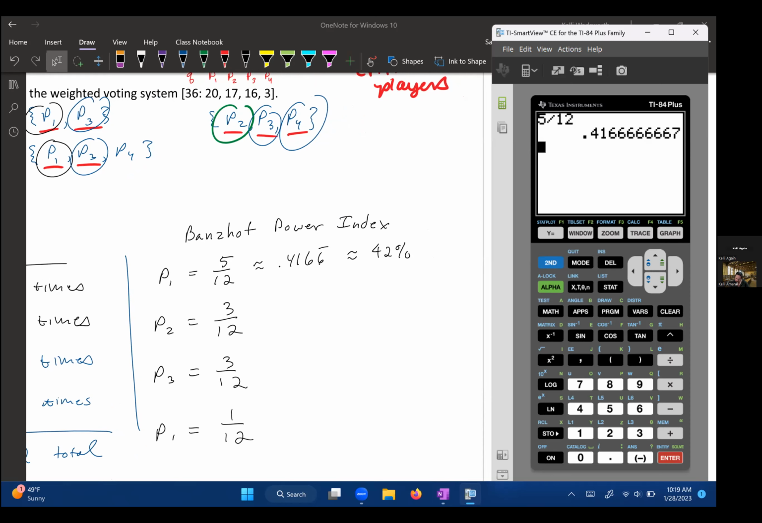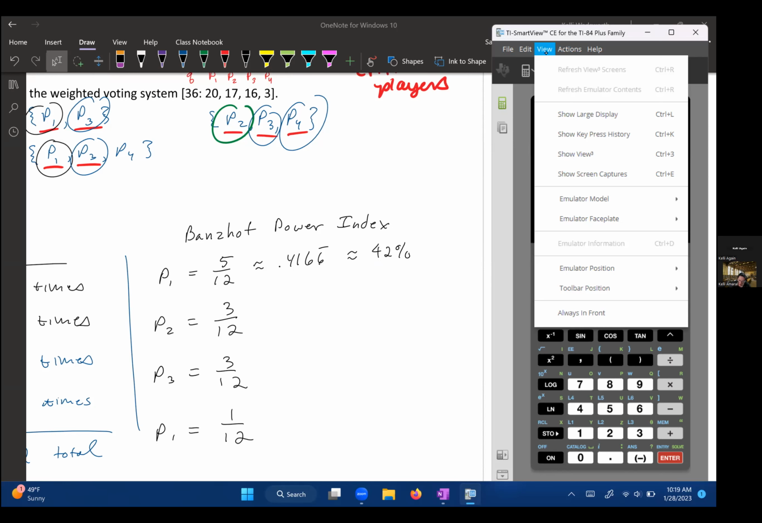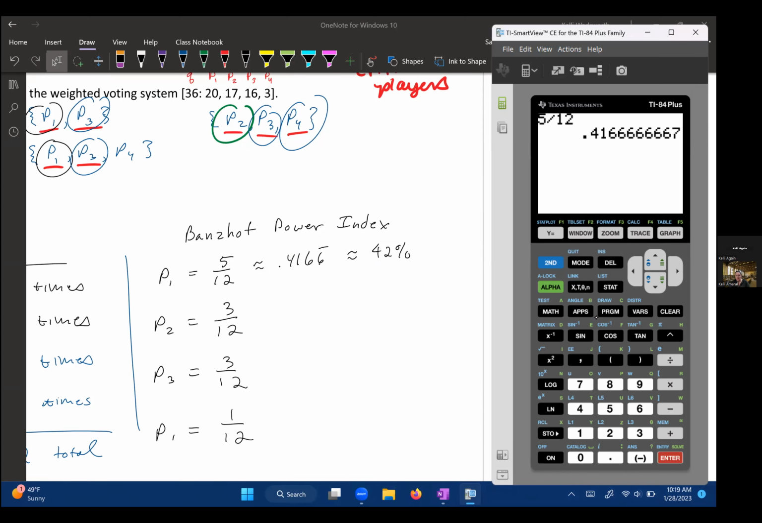Okay. I wonder if there's a way to keep this on top without always in front. Yeah, so I don't want it to go away when I write on the screen.